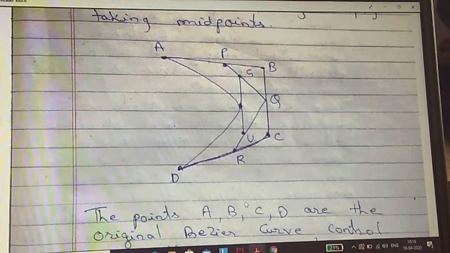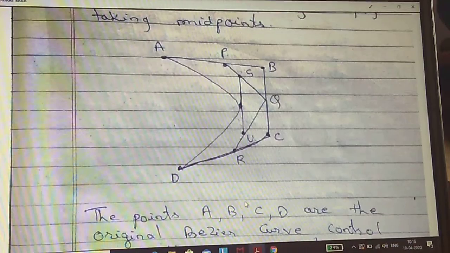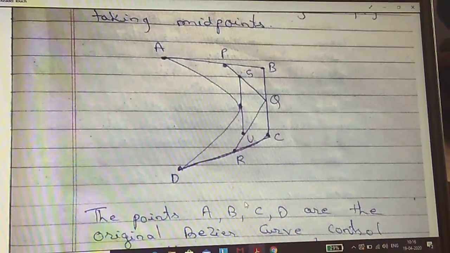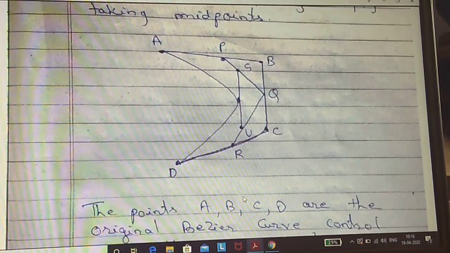Thus, by taking midpoint, we can find a point on the curve, and also we can split the curve into two sections. Now we can continue to split the curve into smaller sections until we have a section so short that it cannot be replaced by a straight line, or till the size of the section is not greater than the size of a pixel. So this is midpoint subdivision Bezier curve.